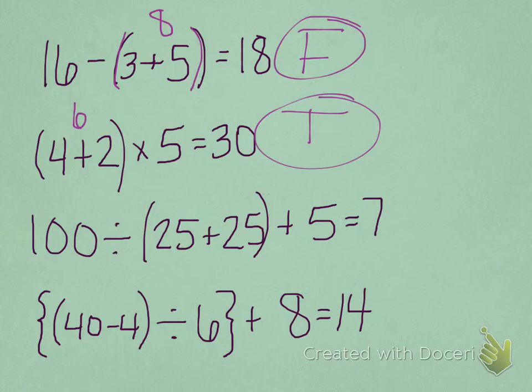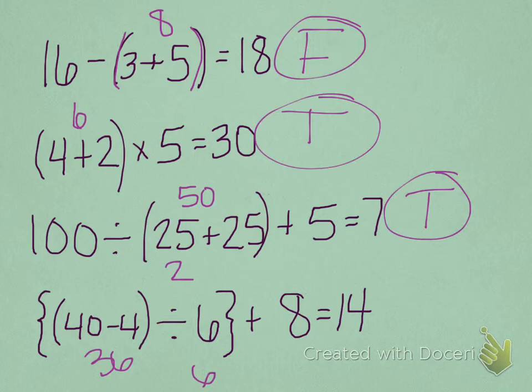Therefore, this one is true. C says 100 divided by 25 plus 25 plus 5 equals 7. So 25 plus 25 is 50. 100 divided by 50 is 2. 2 plus 5 is 7. Therefore, this one is also true. D says 40 minus 4 divided by 6 plus 8. So 40 minus 4 is 36. 36 divided by 6 is 6. 6 plus 8 is 14. Therefore, D is also true.